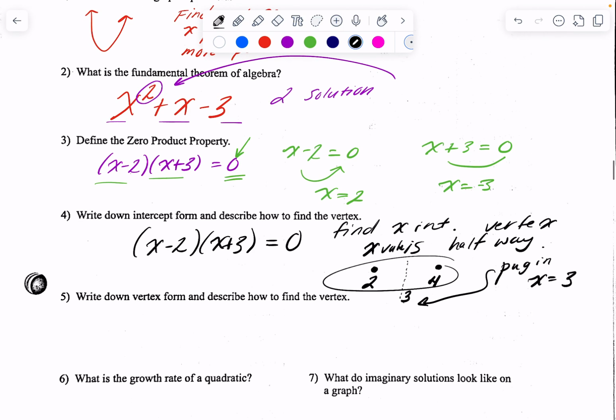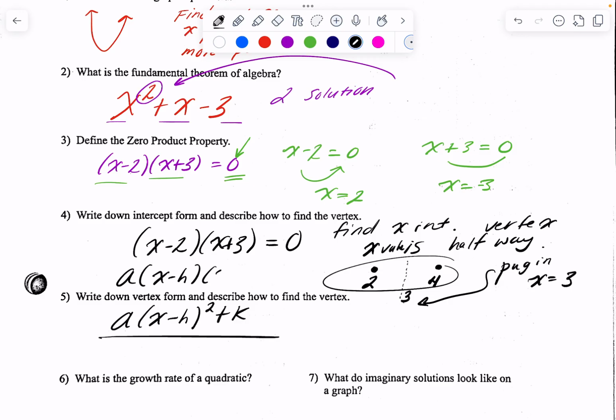Write down the vertex form, describe how to find the vertex. Vertex form is a(x minus h) squared plus k, and that's just the general form. It doesn't matter what variables I use, but anyways, right here is vertex form, and then find the vertex.